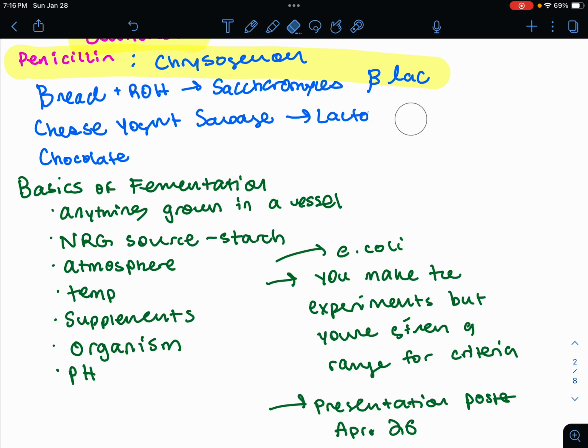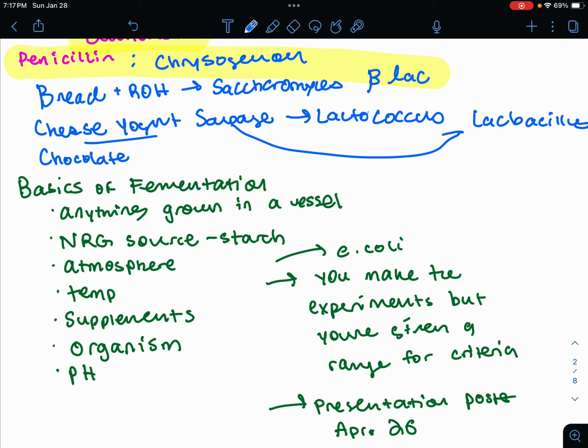Cheese is made by Lactococcus this time, not Lactobacillus, so I'm going to have to erase that. Lactococcus is cheese, yogurt, and sausage. Oh, wait, I have that wrong. So Lactococcus is cheese and yogurt. Sausage is Bacillus. Sorry about that. Once again, cheese and yogurt are also Streptococcus, so that's also strep. Lactococcus goes only to cheese, and then yogurt and sausage are Lactobacillus.